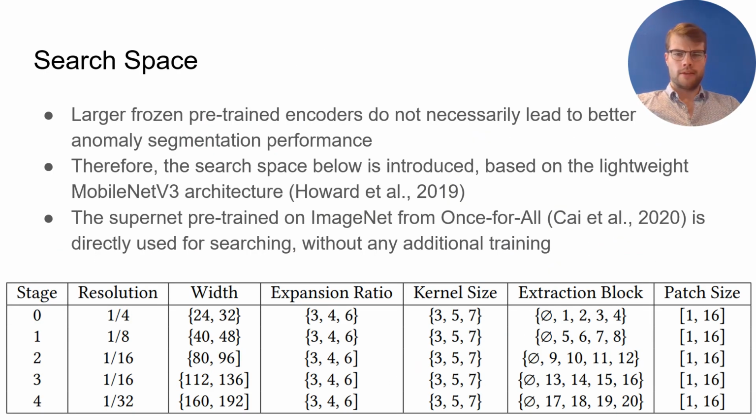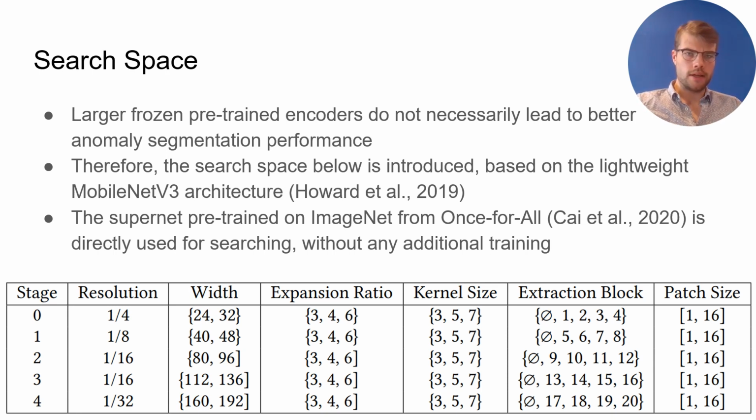We find that larger frozen pre-trained encoders do not necessarily lead to better performance for anomaly segmentation, and smaller encoders may do just as well. Therefore, we introduce a search space based on the very lightweight MobileNetV3 architecture. This supernet is pre-trained on ImageNet and is directly used to search in without any additional training.